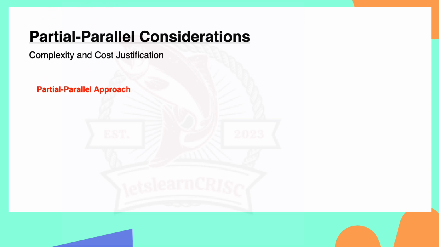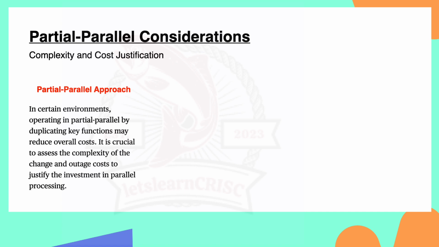Friends, in the partial parallel consideration, the first is the partial parallel approach, which states that sometimes instead of running the entire old and the new system side by side, that is full parallel, you might duplicate only key functions. So this can be a more cost effective approach in certain situations, right? Similarly, just take an example: imagine you are updating software for managing customer accounts. Instead of running both the old and the new system entirely, you might duplicate just the critical functions related to account access and transactions, right?